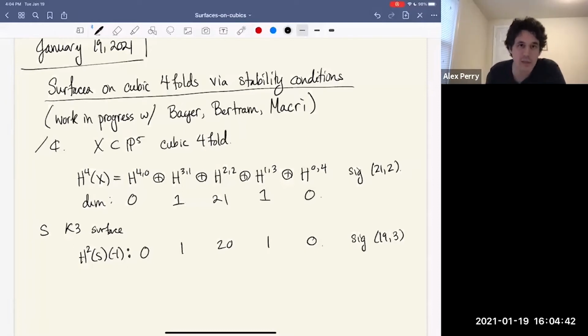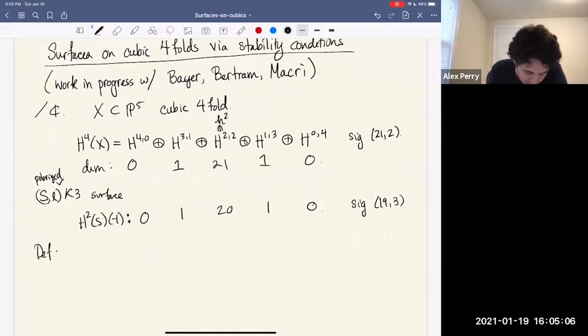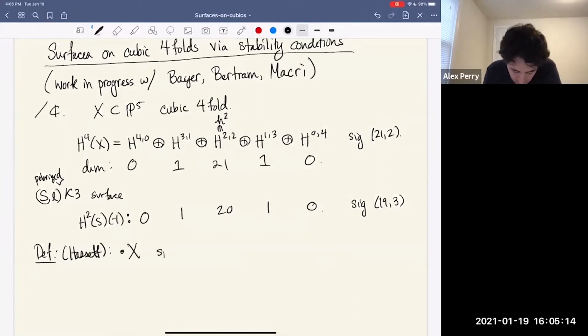And so that's what Hassett studied. And so actually, I'm going to consider polarized K3 surfaces. And then it's natural to remove the class, which I'll call H squared, of the hyperplane inside of here, and the class of the line of the polarization on the K3 surface. And then that leads to the following definition. So here's a definition, which is due to Hassett. We'll say that X, the cubic fourfold, is special of discriminant D.